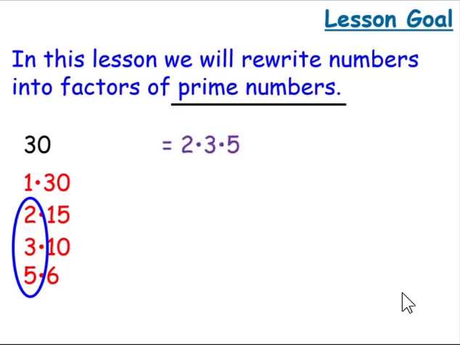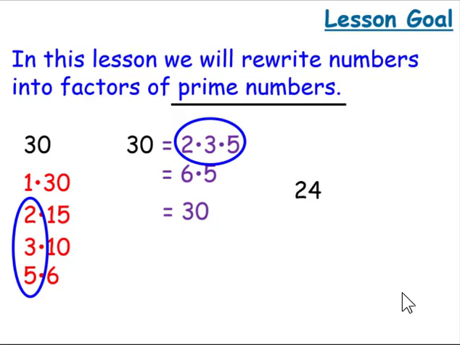2 times 3 times 5 is equal to 30, because 2 times 3 is 6, 6 times 5 is 30. Therefore, 2 times 3 times 5 is the prime factorization of 30.